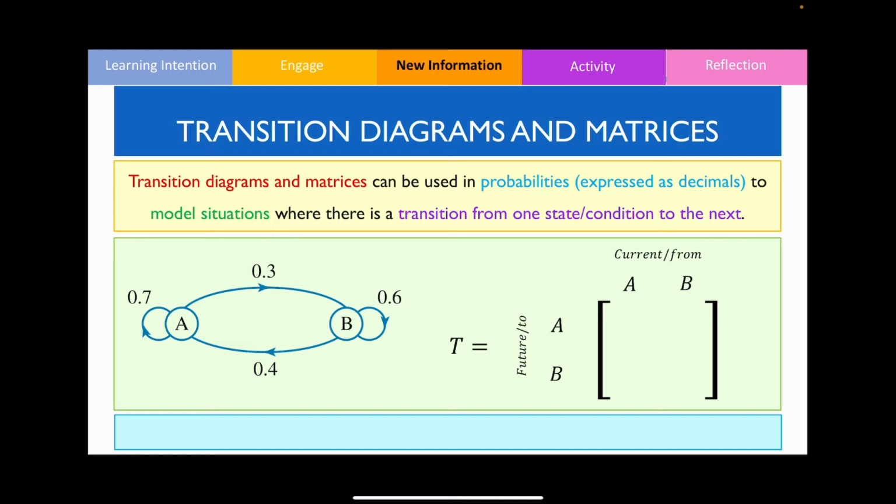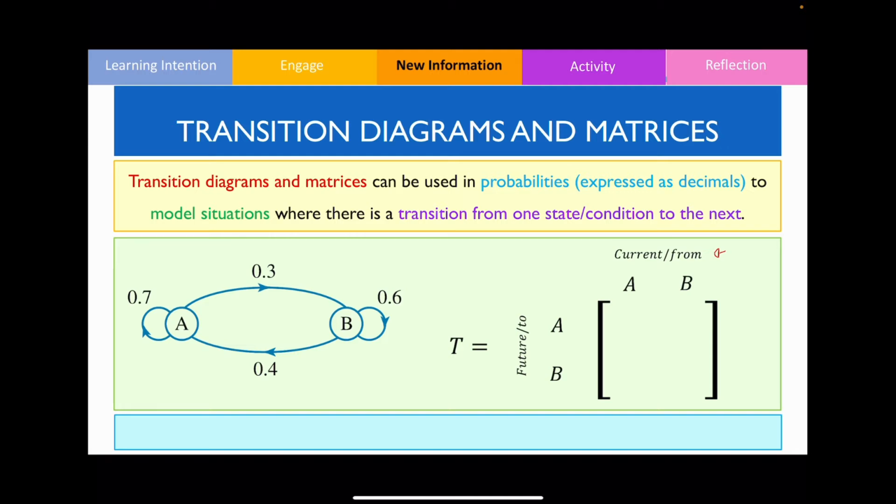Transition diagrams and transition matrices can be used in probabilities where these probabilities are expressed as decimals so that we can model situations where there is a transition from one state or one condition to the next. So this is a very straightforward transition diagram over here, and what you're often asked is to translate this into a transition matrix, okay? When you're constructing your transition matrix, often the columns represent the current values, so the initial values, and the values on the sides of the rows, in this case, represent the future values.